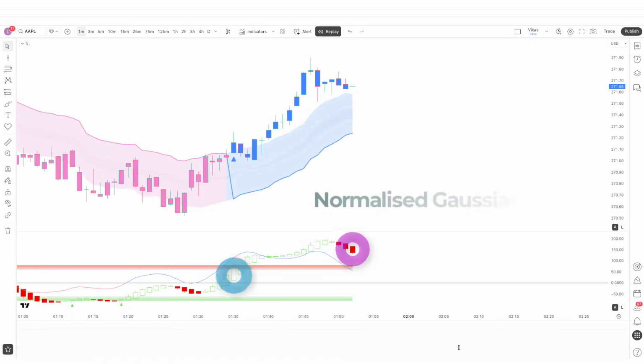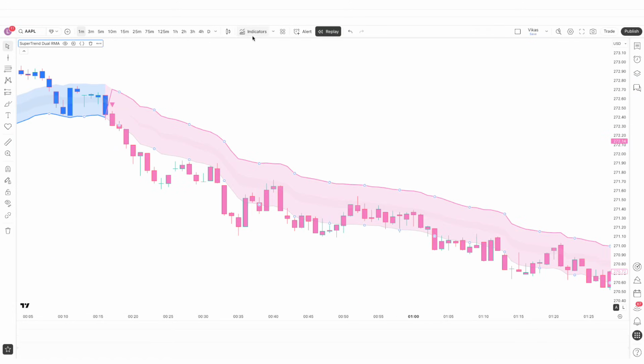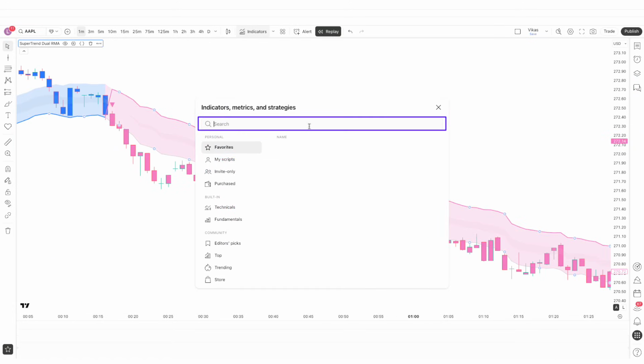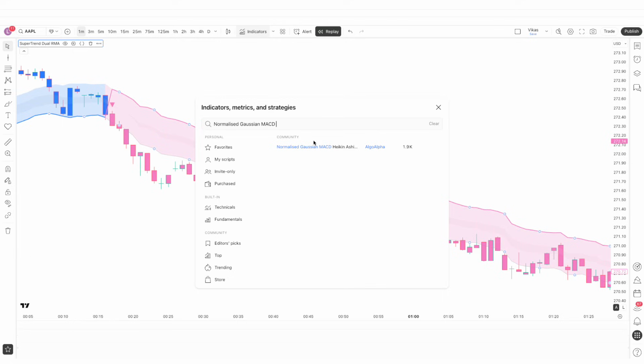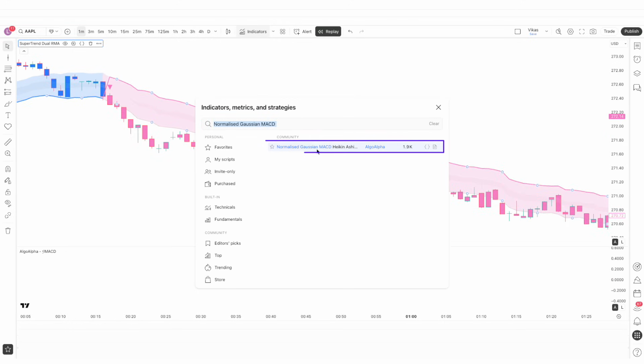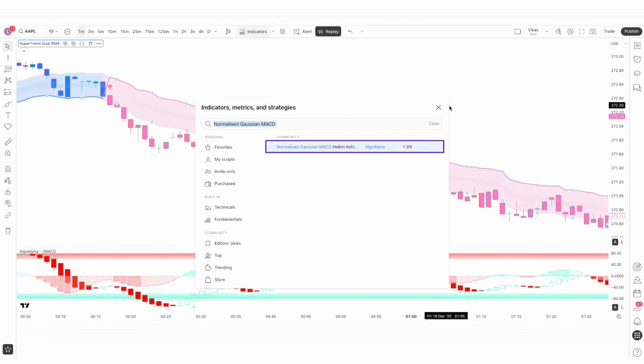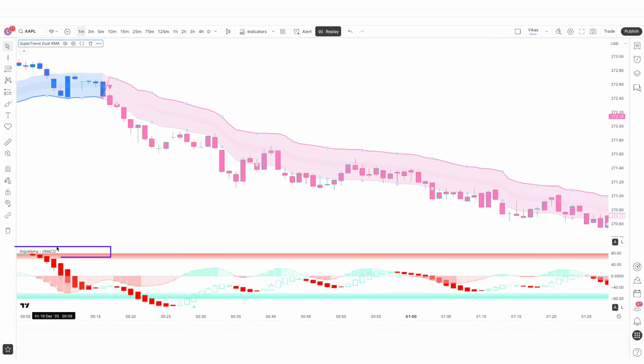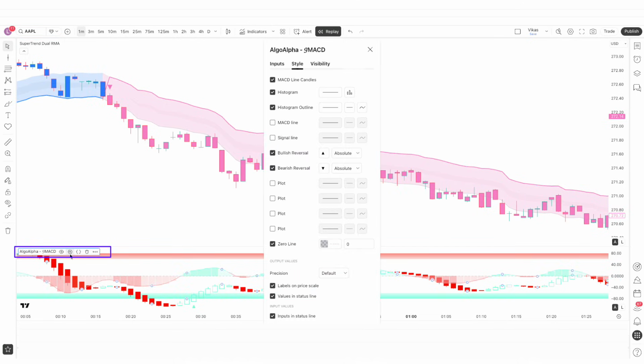The green and red candle indicator we see in the chart is called the Normalized Gaussian MACD indicator. Let's go to the Indicator Search tab, search Normalized Gaussian MACD, and select this one called Normalized Gaussian MACD indicator created by Algo Alpha. Now let's access the settings of this indicator so we can modify it to suit our strategy.